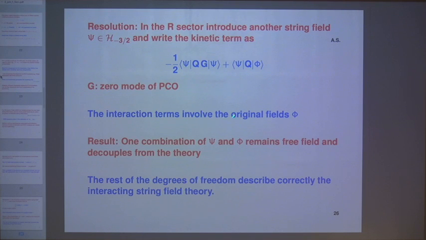The interaction terms involve only the original fields phi. And when one goes to the analysis of this field theory in some detail, one finds that one combination of psi and phi remains a free field all through and decouples from the theory, and then the rest of the degrees of freedom describe correctly the interacting string field theory. So the idea is that you can solve the problem in the Ramond sector by adding an extra free field in the theory.